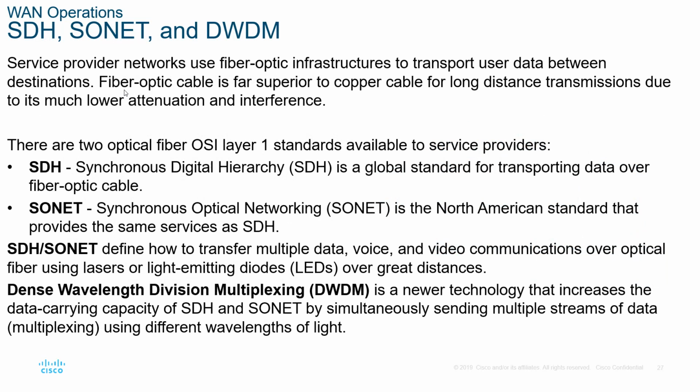So earlier we said our layer 1 technology is things like SDH or SONET or some type of dense wavelength division multiplexing. That is where the layer 1 functionality comes into play. And this is normally when we're talking fiber, because SDH and SONET are all fiber. Dense wavelength division multiplexing is a newer technology that increases the data carrying capacity of both SDH and SONET by simultaneously sending multiple streams of data, multiplexing the wavelength to send over one of their platforms.